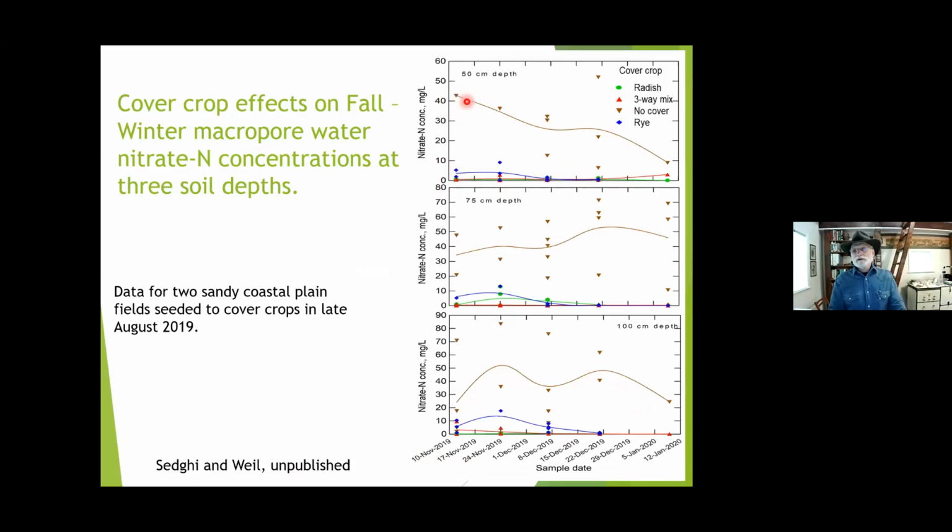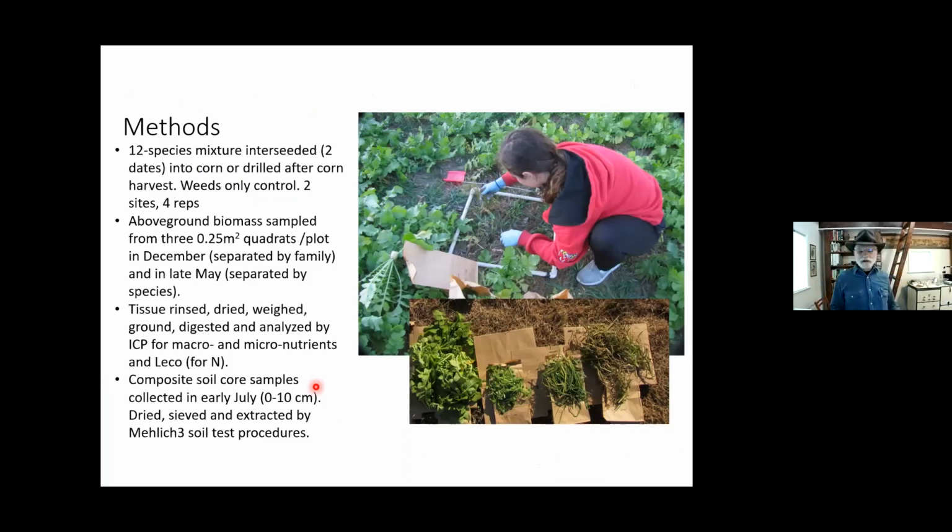And without it, just the weeds, we had very high levels of nitrate, and they tended to fall in the shallow lysimeter. But then we picked that nitrate up at around 75 centimeters, and then we picked it up all season long at 100 centimeters. So big difference. Cover crops are effective. There's a reason why we plant them.